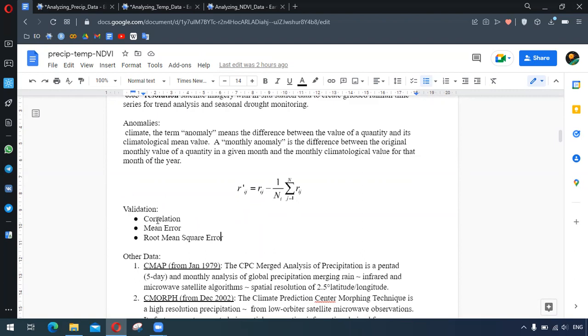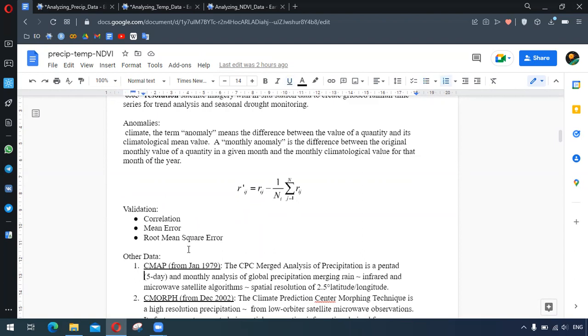So the basic idea here is that validation means to compare between two different datasets, maybe between two satellite datasets, or maybe between the satellite data and the field-based data. So this is the concept.